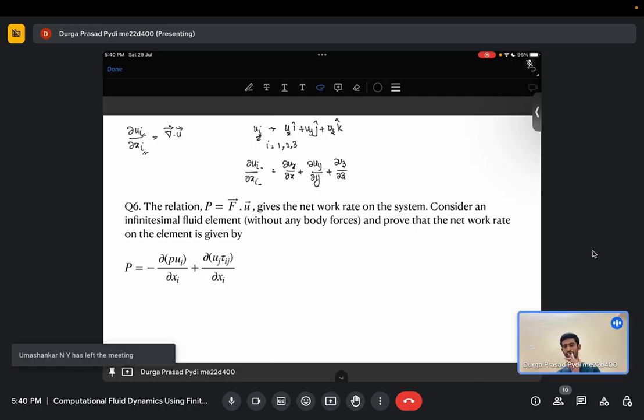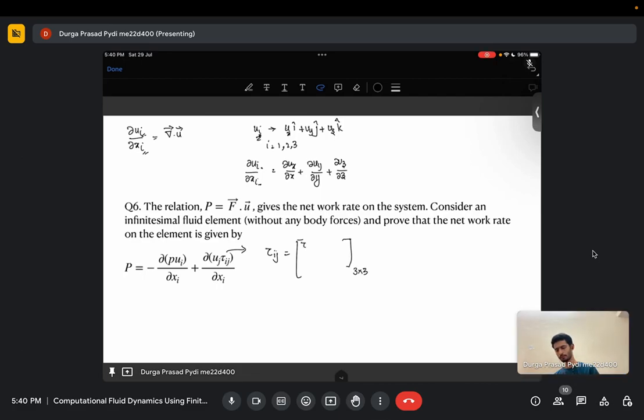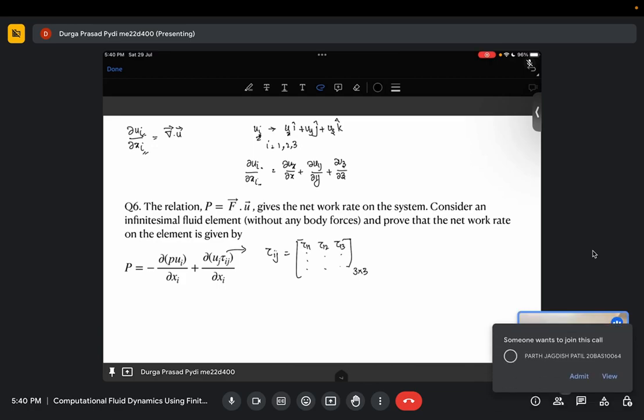Similarly, when you have two indices, you have to do all the combinations. So when you have τij, that is your shear stress, it essentially gives you a 3 by 3 matrix where i and j run from 1 to 3. And similarly, you fill in all the values, so you get the shear stress.